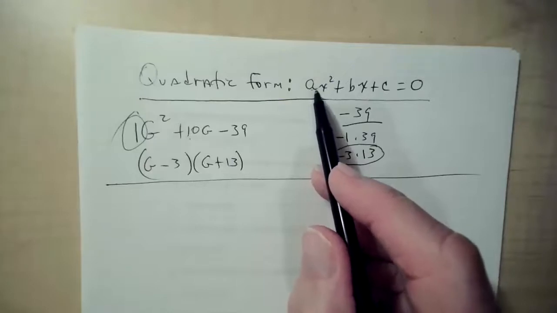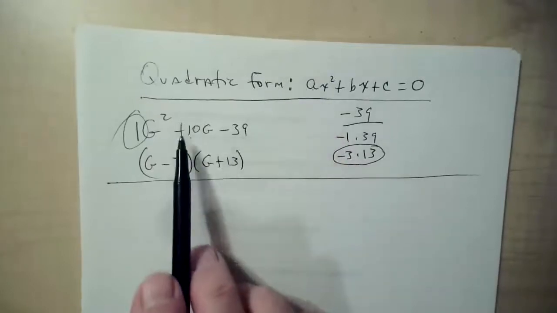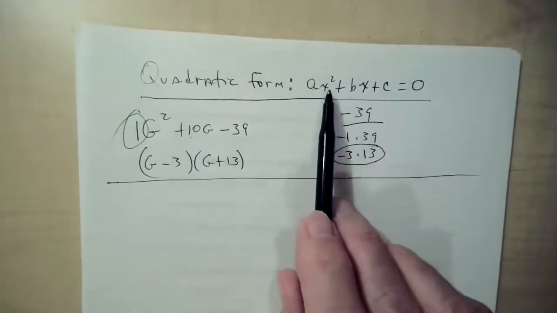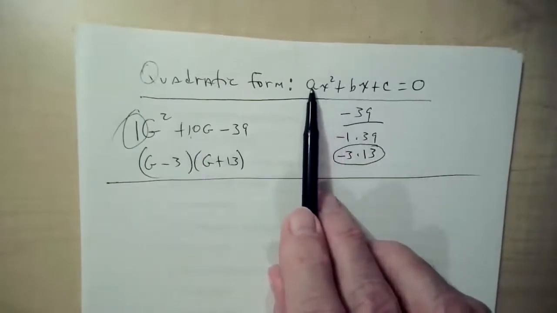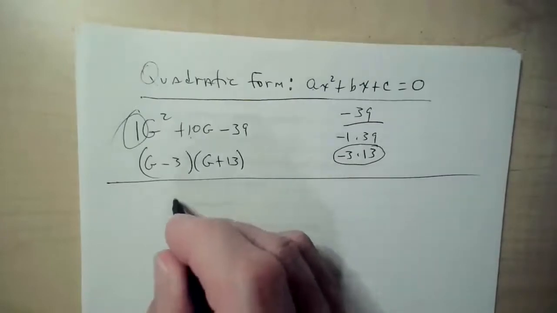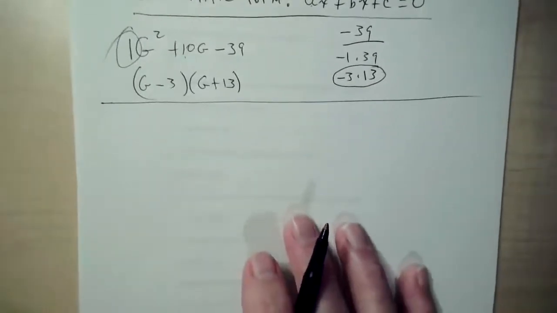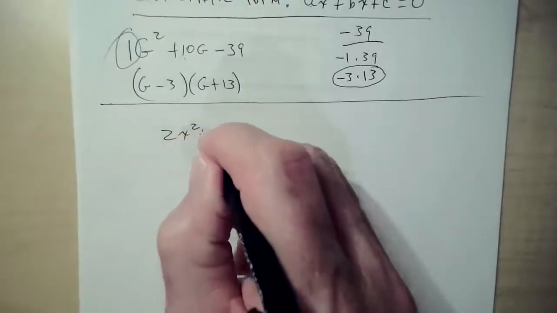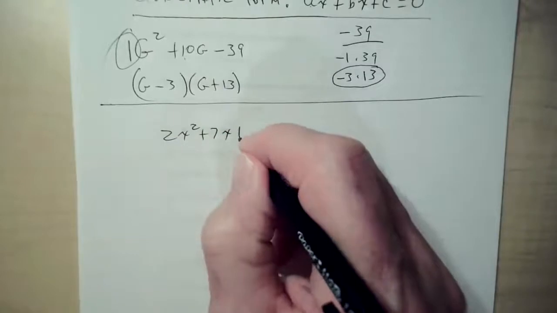And this is what you're probably going to see. You may see one or maybe 2 of these on the final exam, but you definitely will see some of these where A, the numerical coefficient of the quadratic term, is greater than 1. For instance, if we have 2x squared plus 7x plus 6.